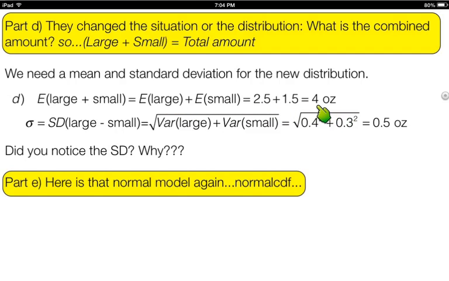It turns out that if I were to combine the bowls into, say, a separate third bowl, that would average to be about 4 ounces. I would expect that size to be 4 ounces. Come back over here. The standard deviation of the large bowl minus the small bowl, actually that should be plus. Let me adjust that real quick. All right, so that would be plus.